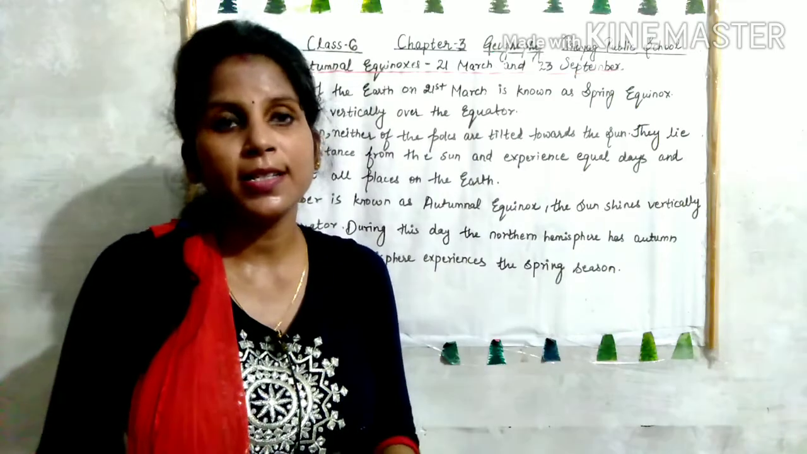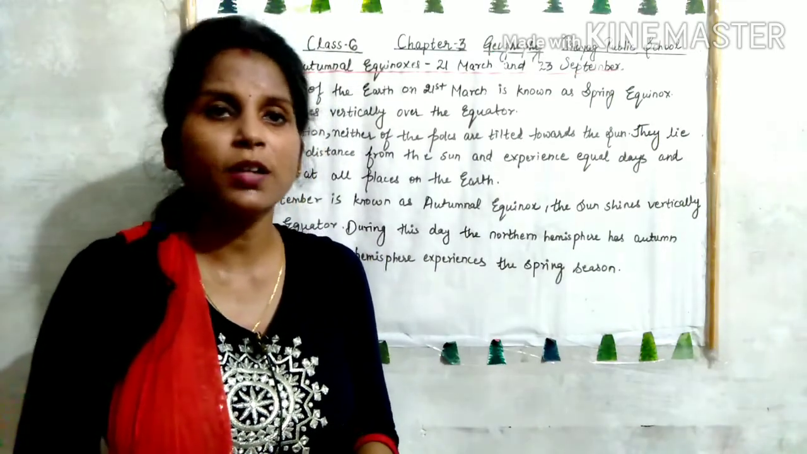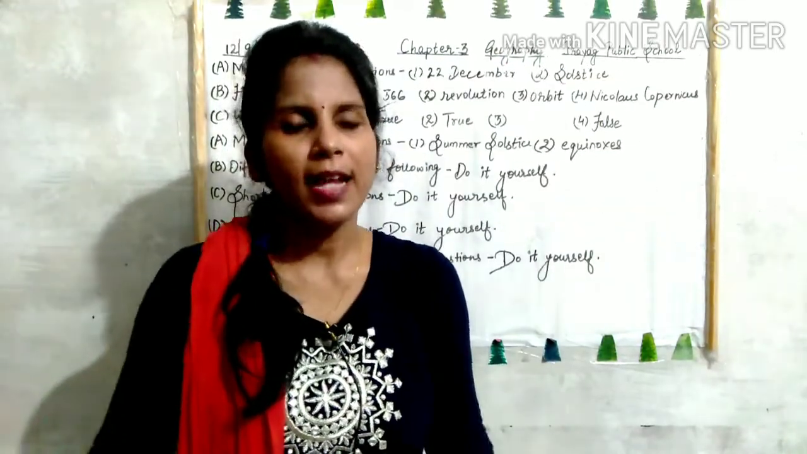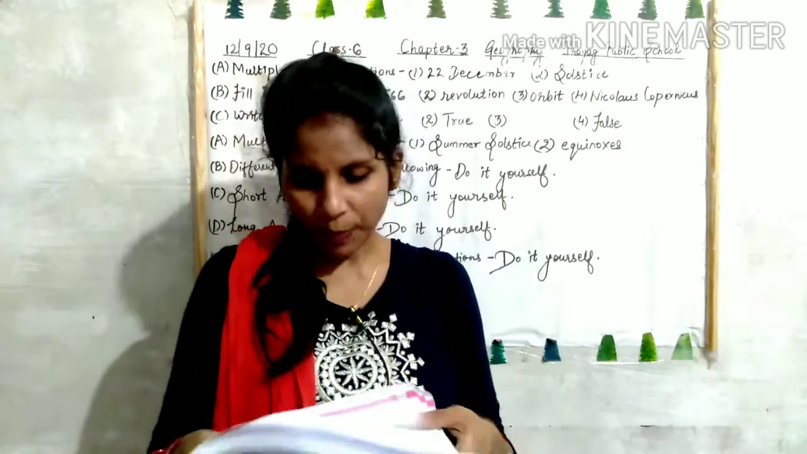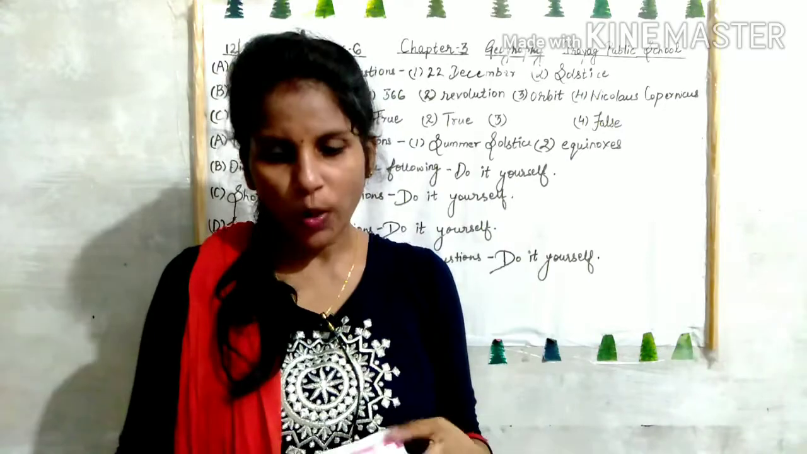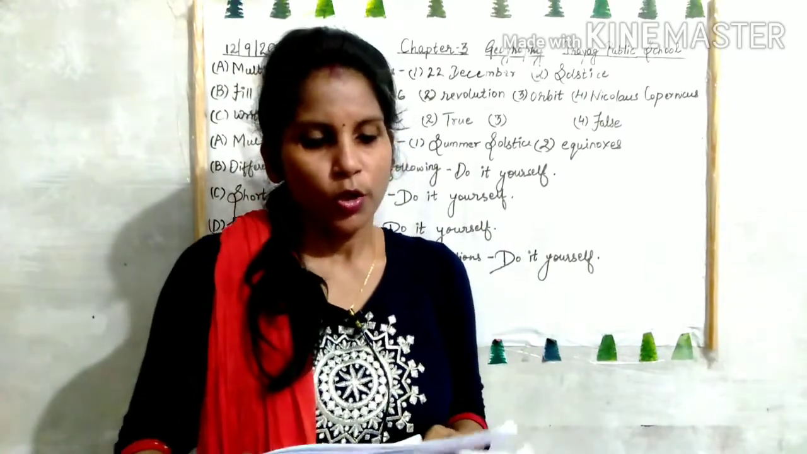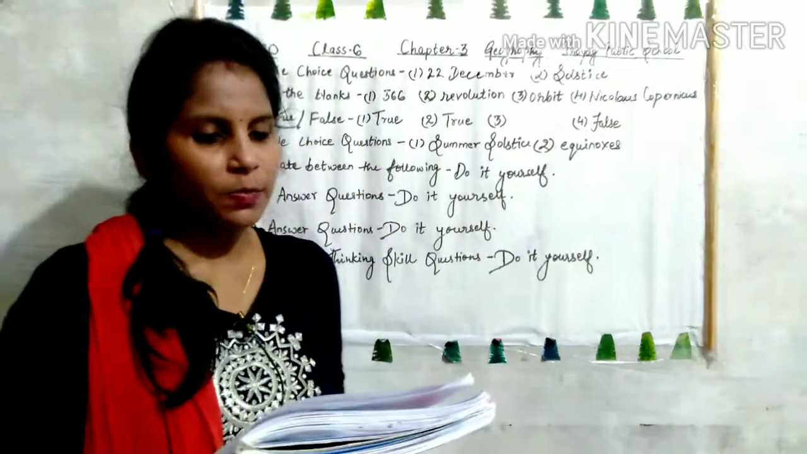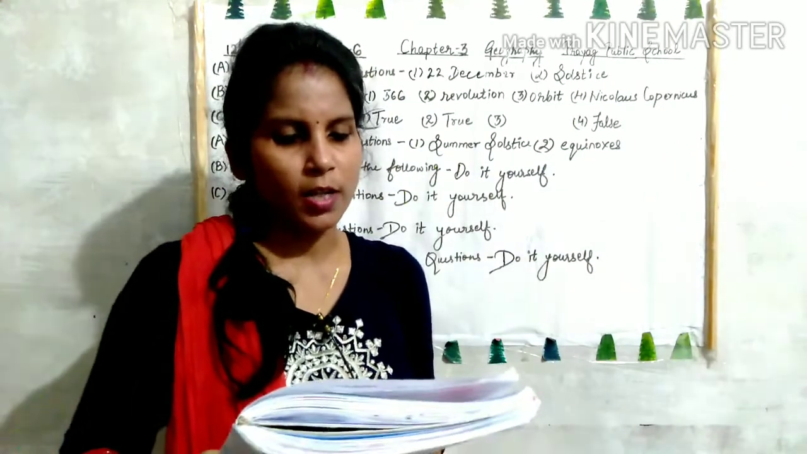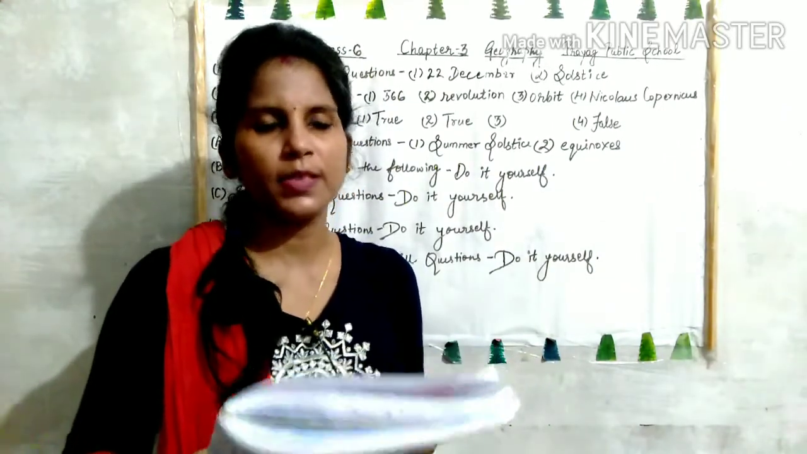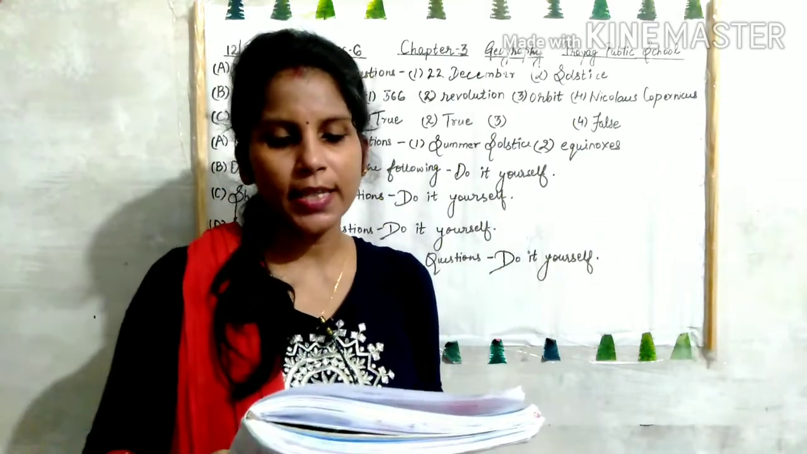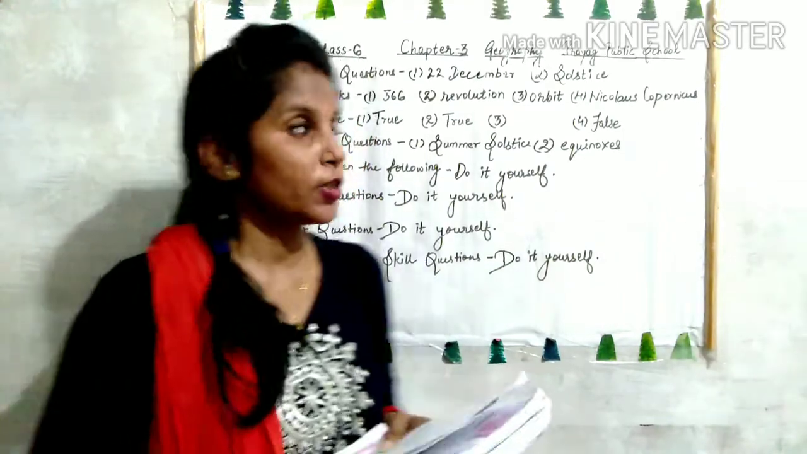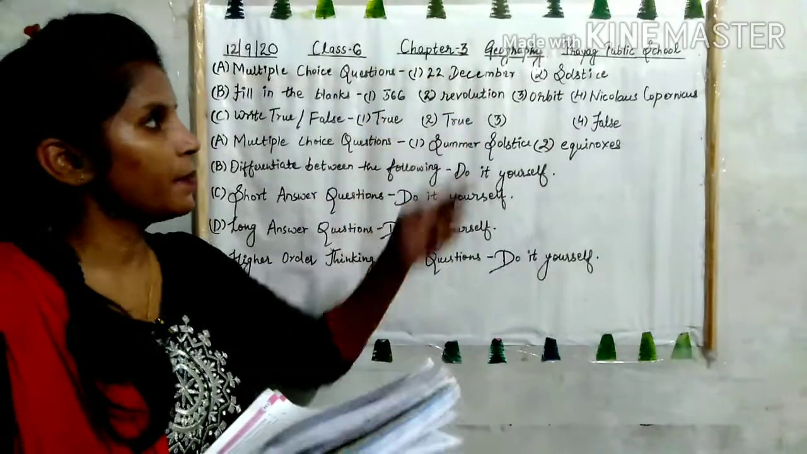Now we will be discussing the exercises of the chapter. So children, let's start our exercise discussion. Okay, so open your page number 134. Question number A, that is multiple choice questions. First one, the longest day in the southern hemisphere occurs on, options are 24 November, 22nd December, 14 June. So the right answer is 22nd December.